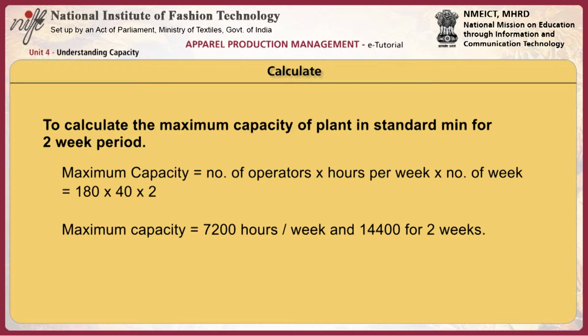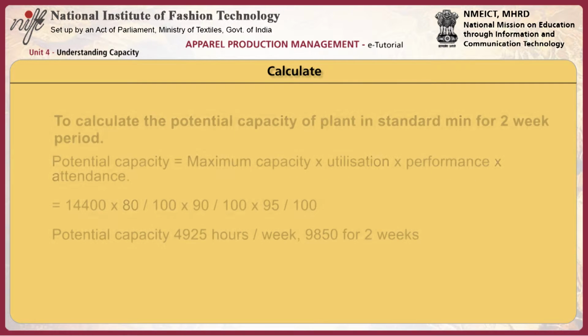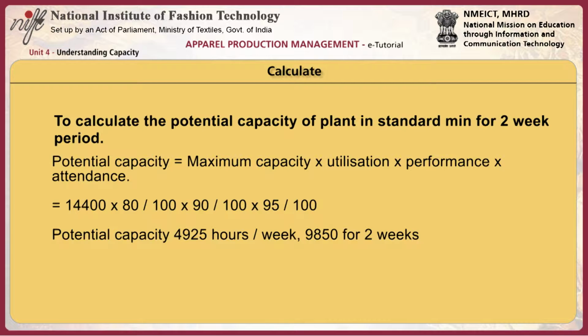Maximum capacity will be number of operators into hours per week into number of weeks, that is 180 into 40 into 2, that is maximum capacity is 7200 hours per week or 14,400 for 2 weeks. To calculate the potential capacity of the plant in standard minutes for 2 weeks, we need to use the formula: potential capacity is equal to maximum capacity into utilization into performance into attendance. 14,400 into 80 upon 100 into 90 upon 100 into 95 upon 100.